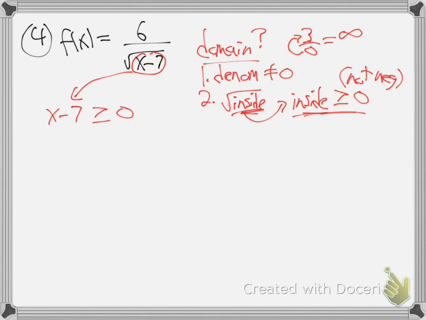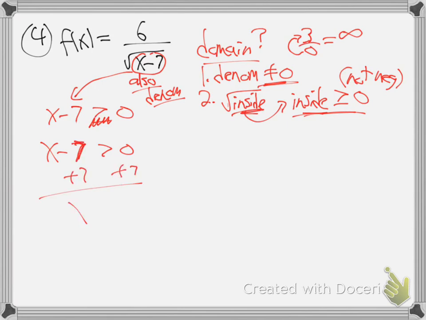But here's the trick. This is also a denominator. This is both inside of a root and it's a denominator. What does it mean to be a denominator? Can't equal 0. So I get rid of that equal 0 part and I just have x minus 7 greater than 0. Add 7. Cancels. x greater than 7.